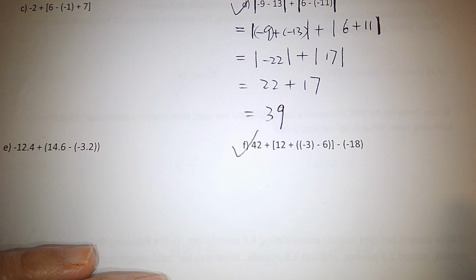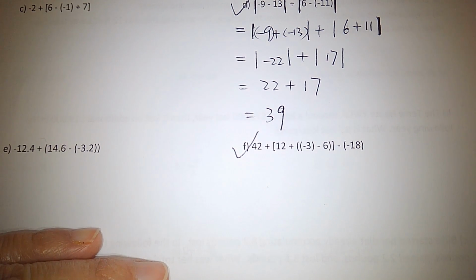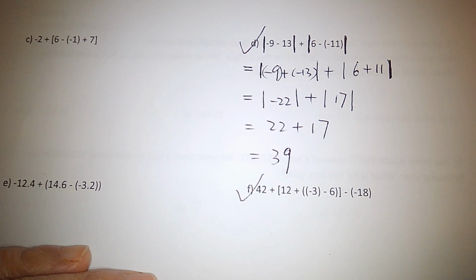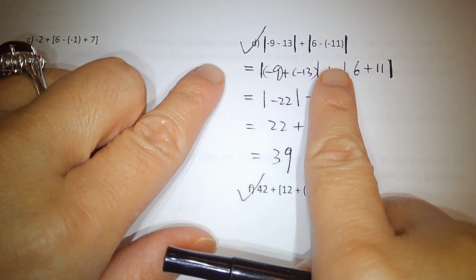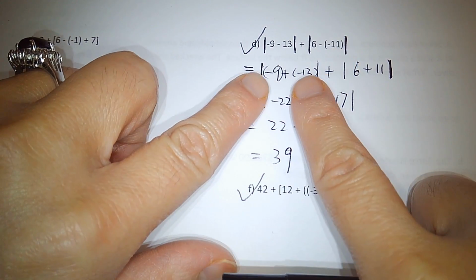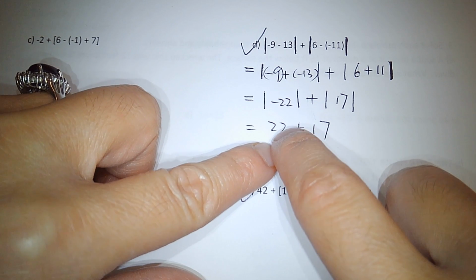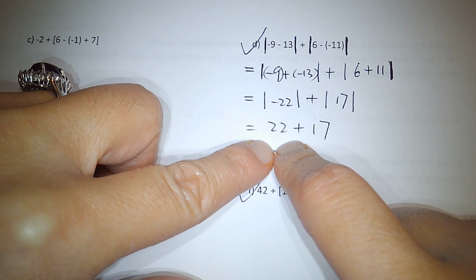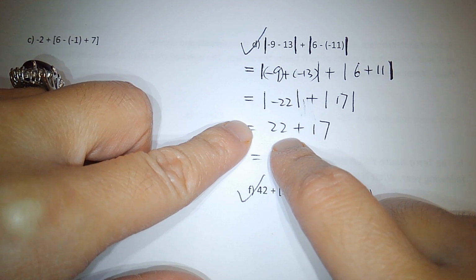All right, question F. Who wants to try to tell us how to do question F? Is this supposed to be negative? Where? Yeah, it is negative 2. Inside the absolute value, it is negative 22. However, after the absolute value, it gives us positive 22. The absolute value of a negative number still gives us a positive number.